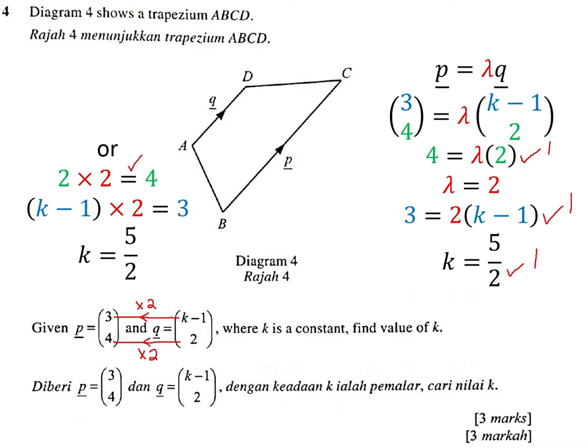1 mark for you to write down 2 times 2 equals 4. 1 mark for you to write down k minus 1 times 2 equals 3. And 1 mark for you to get the final answer. Okay, let us look at the next question. SPM 2014, Paper 1.